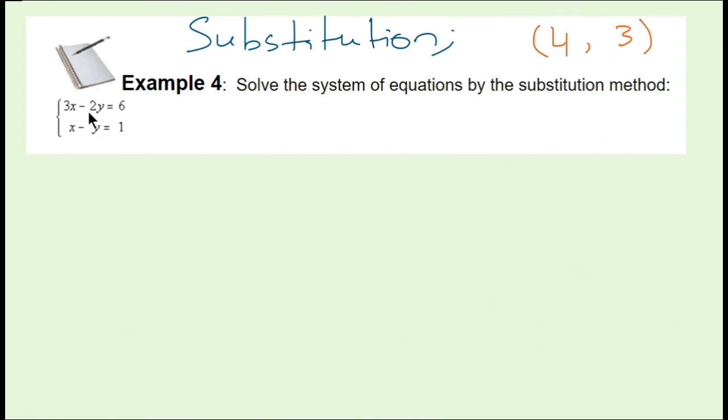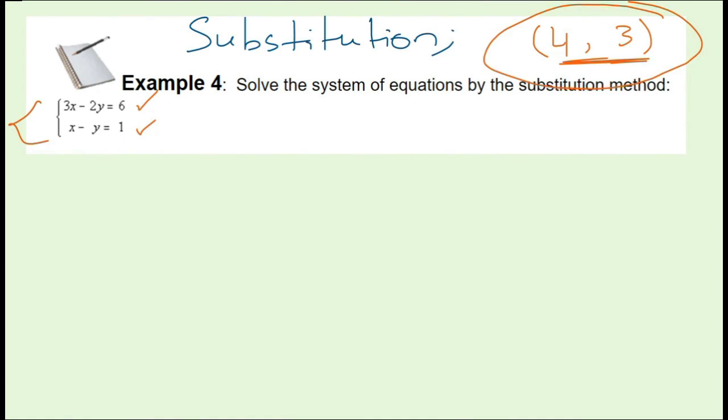So let's see. 3x minus 2y is equal to 6. So 3 times 4, that is 12, minus 2y, that is 2 times 3, that is 6. So 12 minus 6 is equal to 6. Is that correct? Yes, that is correct. And x minus y is equal to 1. So 4 minus 3 is equal to 1. That is also correct. That means both equations are satisfied by this point, and therefore this is a solution to this system of linear equations.